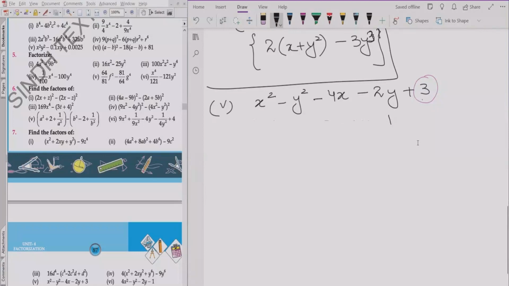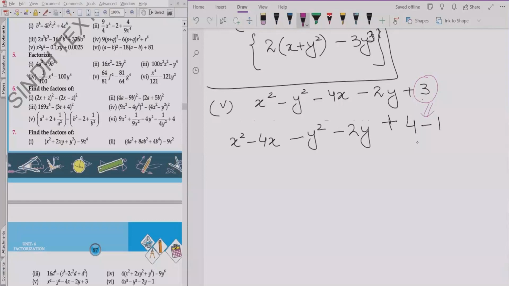Now we will simplify question number 5. Question number 5 is a little bit tricky. We have to make pairs first. So first we will arrange the same terms, like x square minus 4x, and after that y square and minus 2y. But this is incomplete because it cannot make any perfect square. We have to arrange it in this way to get the perfect square terms. So here we have 3. We can write 4 minus 1, which is equal to 3.